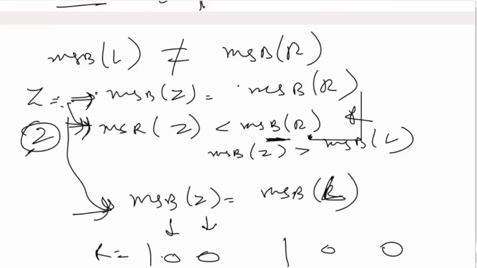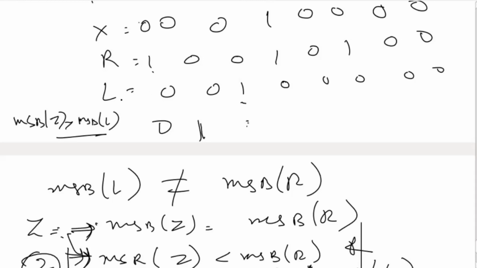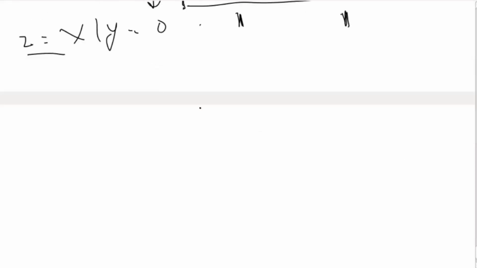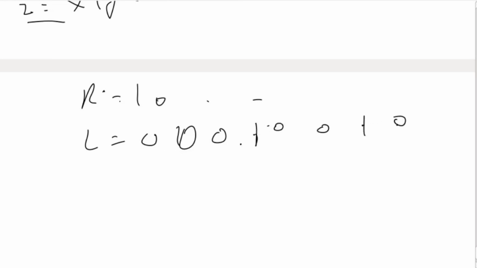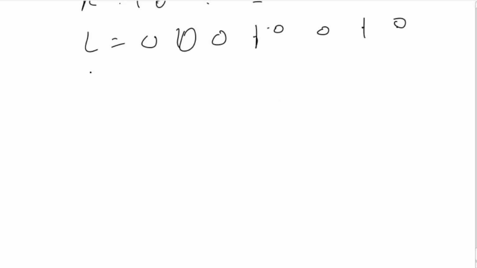And now another case can be when we set MSB of Z equal to MSB of L, that is this. Even this case is simple. So our R is something like this and our L is something like 0, 1, 0, 0, that is, MSB of L is less than R and something like this. So what we'll do is we'll set MSB of Z equal to MSB of L.